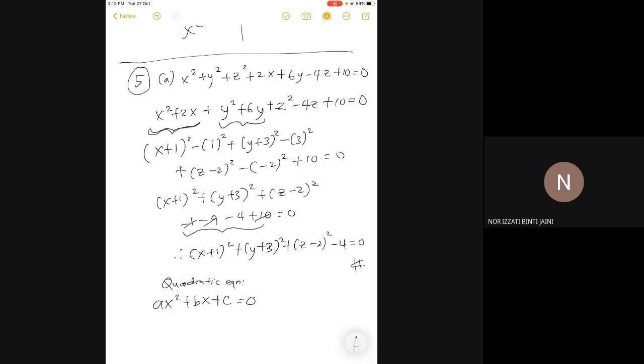Okay, the question asks you to find the center and radius of the sphere. So you can read it from this equation. What is the center? The center is negative 1, negative 3 and 2. The radius is this 4, bring it to the other side. So it will be the square root of 4, which is 2.